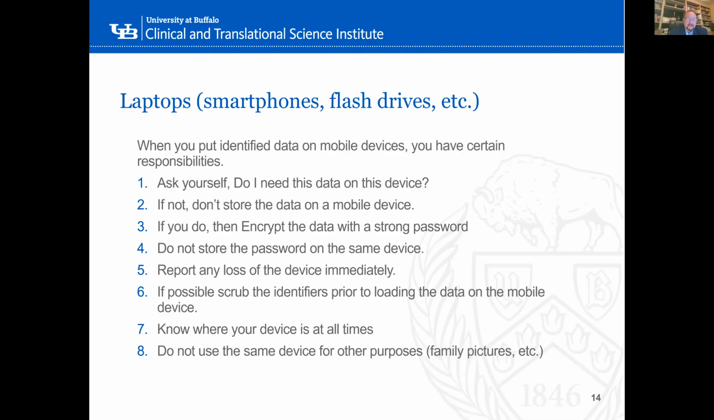If possible, scrub the identifiers prior to loading the data onto the mobile device. That lowers the risk. Know where your devices are at all times. Do not use the same device for other purposes like family pictures or other things.